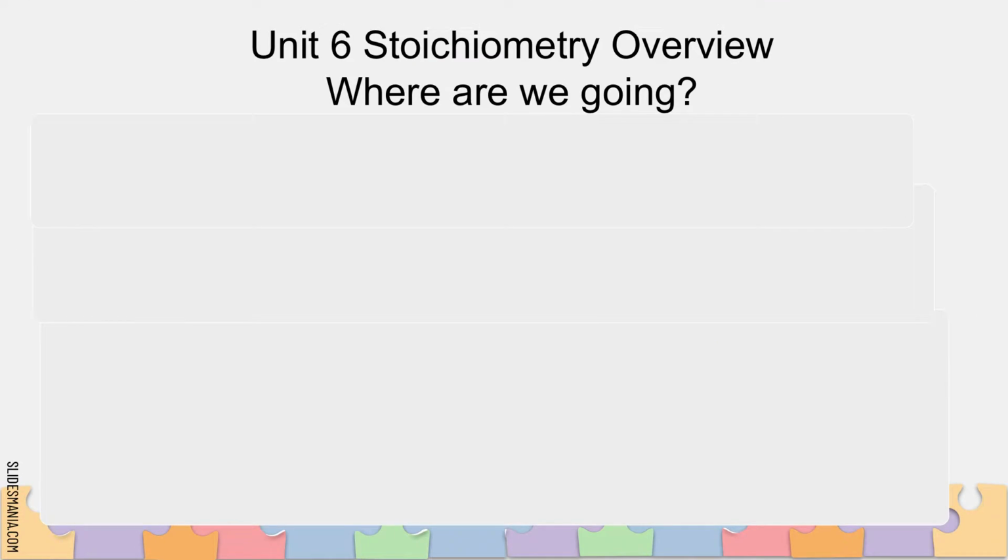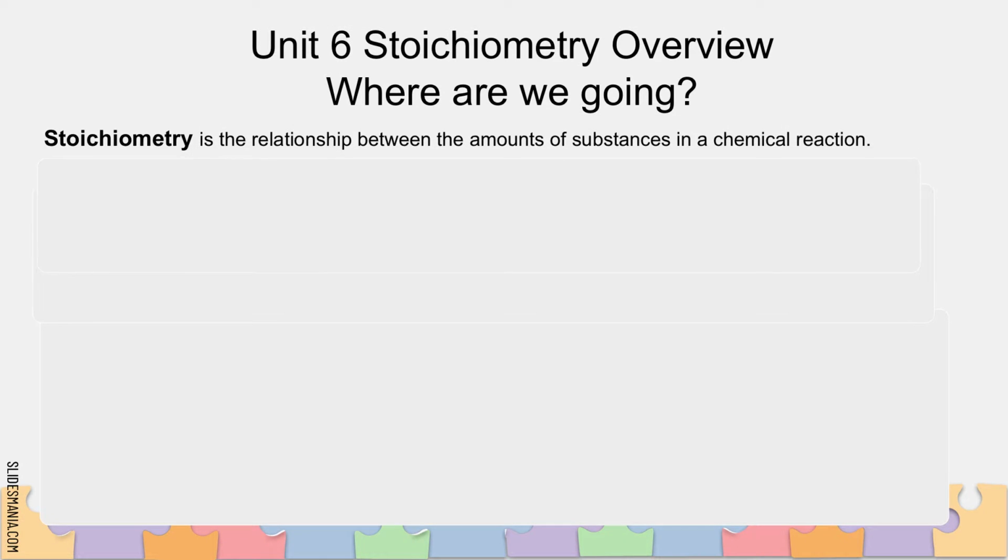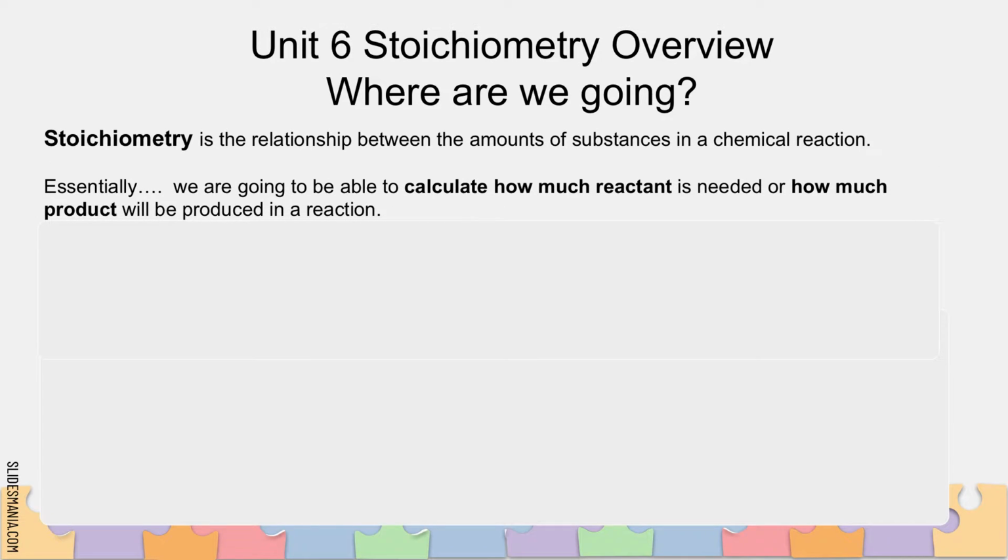So Unit 6, stoichiometry overview. Where are we going? Stoichiometry is the relationship between the amounts of substances in a chemical reaction. It's a big fancy word, but that's all it means. We're figuring out the relationship between the amounts of different substances in a chemical equation. So essentially, we're going to be able to calculate how much reactant is needed or how much product will be produced in a reaction. Remember, we can do this because of the conservation of mass.